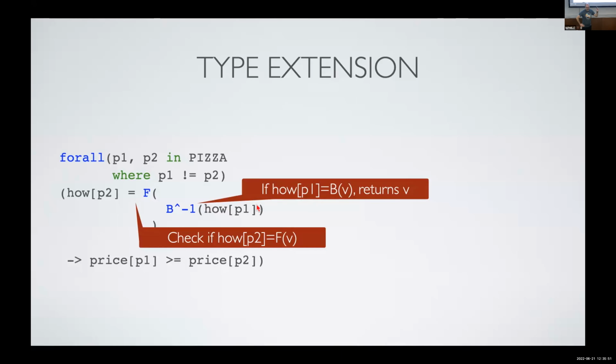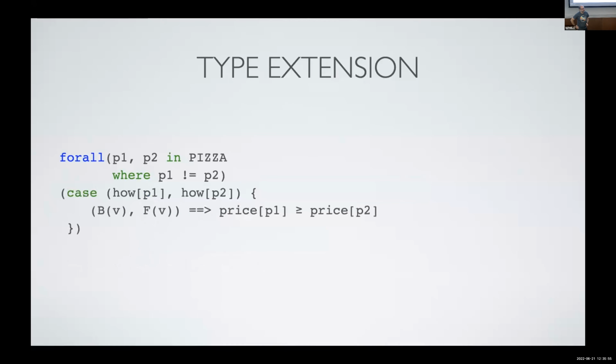Now this is a bit complicated to reason about. You get used to it after a while. We're proposing new syntax that just uses basically case expressions. So you could just use a matching here where you say, okay, if how P1, how P2 matches b of v, f of v, then the prices have to be like this. So that would be really nice. This is vaporware. This doesn't exist yet, right? But that's something that we will be working on and hopefully get to work.